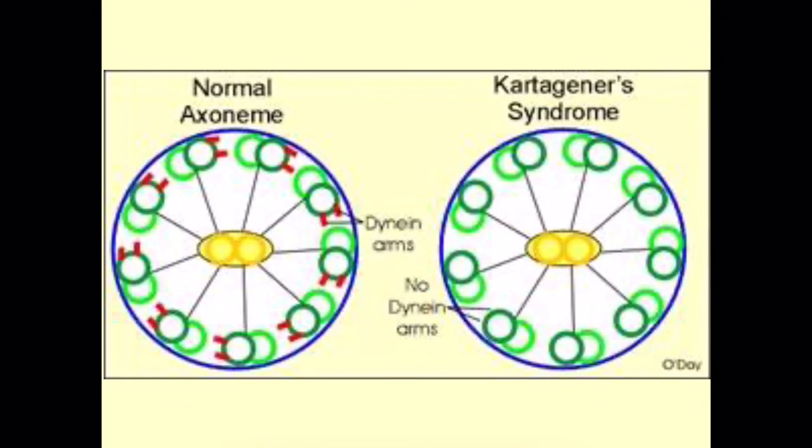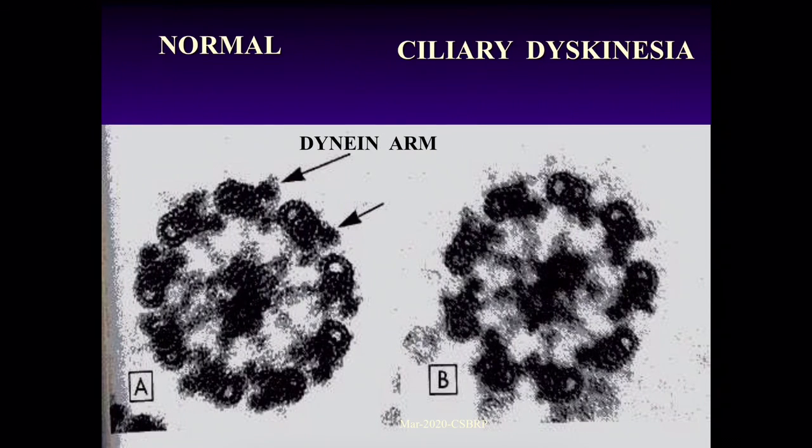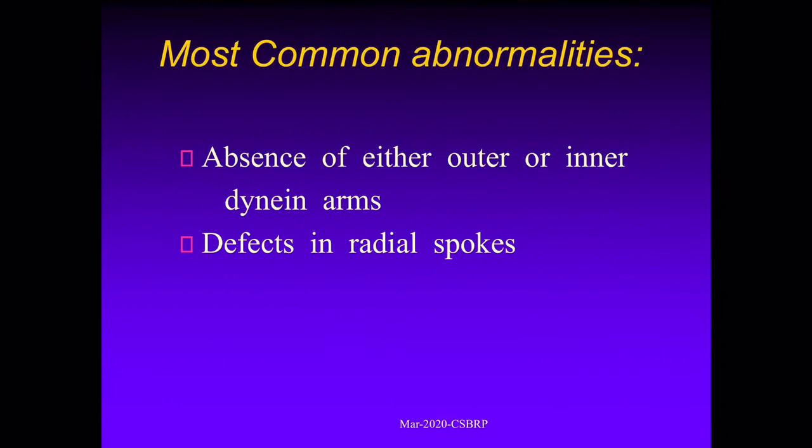Again, the same thing. If you look at the transverse section of cilia in a normal person and in Kartagener syndrome, you can notice the absence of the dynein arms. So again, on electron microscopy of the normal cilia and the ciliary dyskinesia or Kartagener syndrome cilia, you can see the absence of dynein arms. The dynein arms are represented by black arrows, and the outer limb of the dynein arm is absent in the case of ciliary dyskinesia.